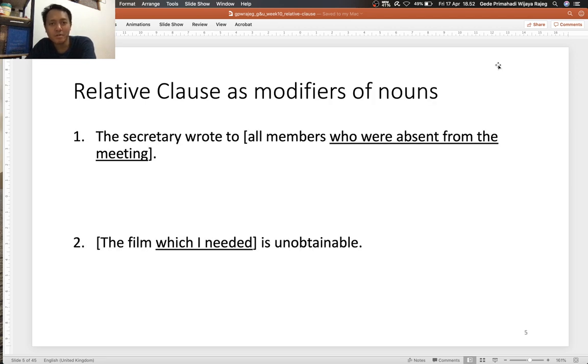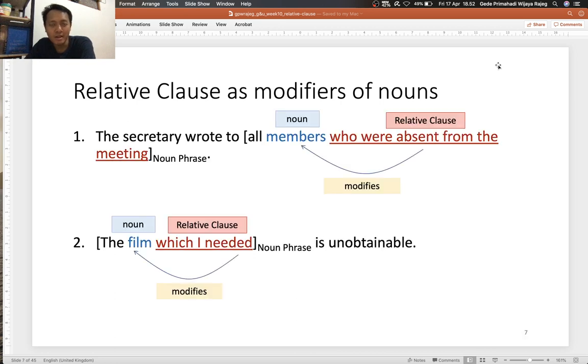Here are two examples of relative clauses that function as modifiers of nouns. The secretary wrote to all members who were absent from the meeting. The film which I needed is unobtainable. So the underlined parts are the relative clauses in these two sentences, and the blue coded words are the nouns that these relative clauses modify.